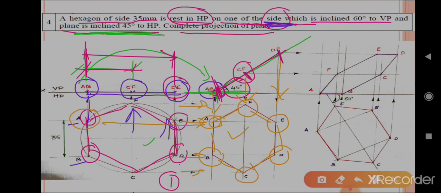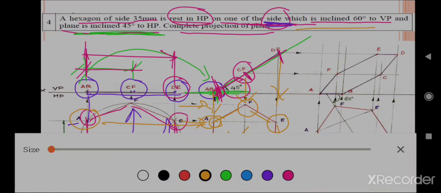And finally, in this problem, it is given that the plane is inclined 60 degree to VP.